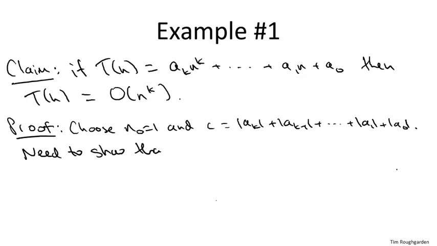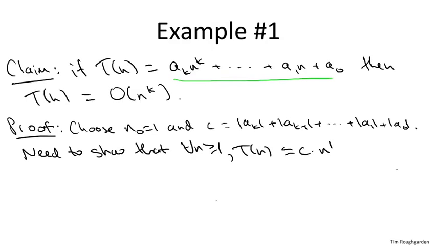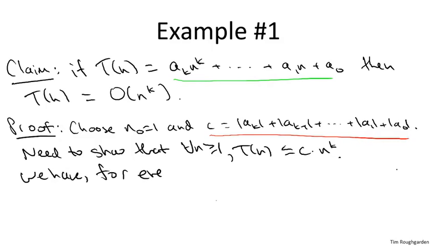Well, we need to show that for all n at least 1, because remember we chose n naught equal to 1, T of n, this polynomial up here, is bounded above by c times n to the k, where c is the way we chose it here, underlined in red. So let's just check why this is true. So for every positive integer n at least 1, what do we need to prove? We need to prove T of n is upper bounded by something else.